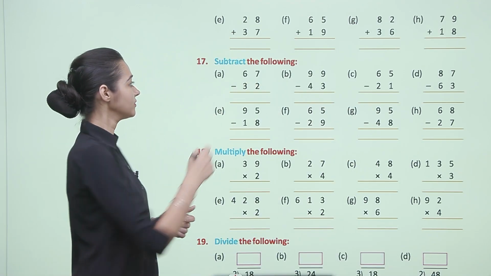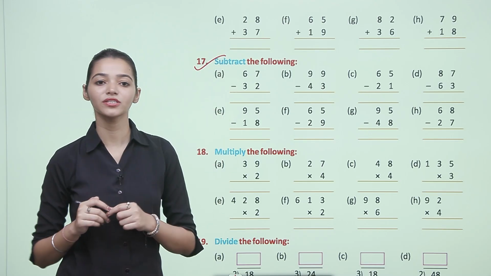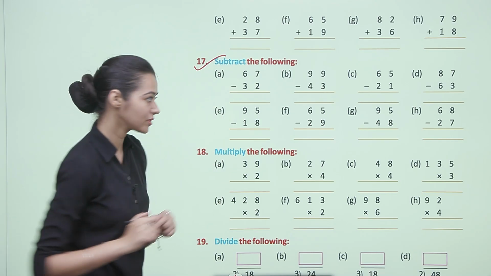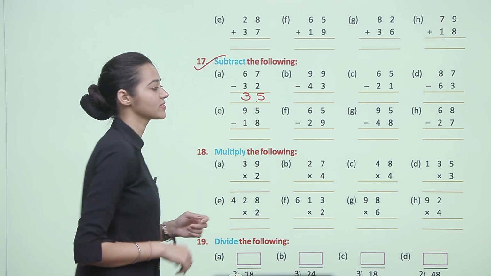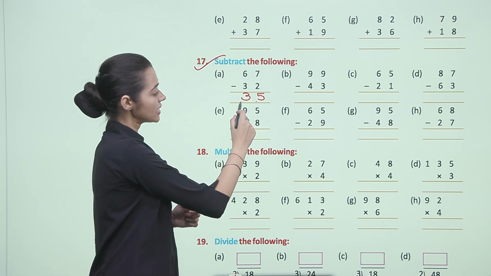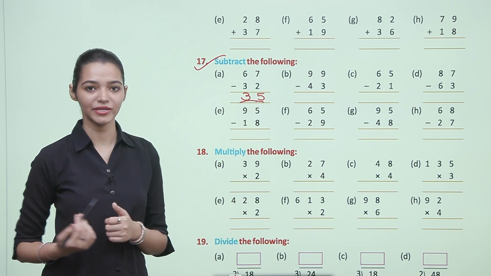Now, in the next one, we have to subtract the following. So, when we subtract them, it becomes 7 minus 2 is 5 and 6 minus 3 is 3. 35 is the correct answer. That's how we have to solve the remaining parts.